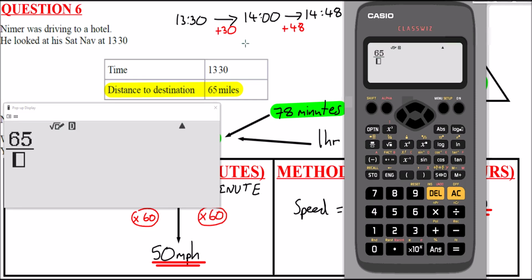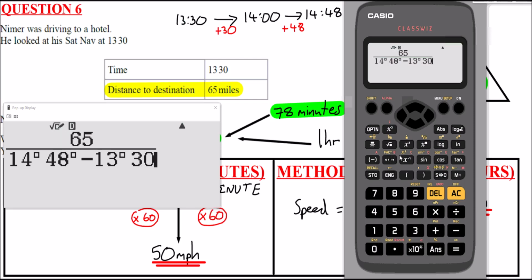So the change in time is 14:48 take away 13:30. So using the time function, these buttons here, 14 punctuate for hours, 48 punctuate for minutes. No seconds are mentioned, so we don't need to mention seconds. Then minus 13 hours, 30 minutes. And what do you know? Comes out in just one go straight away.